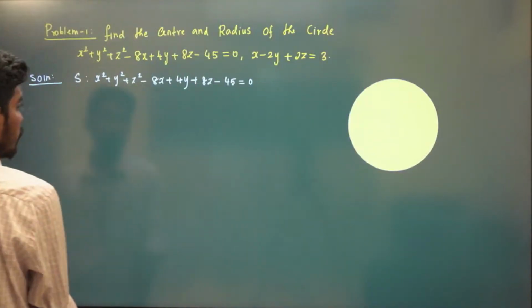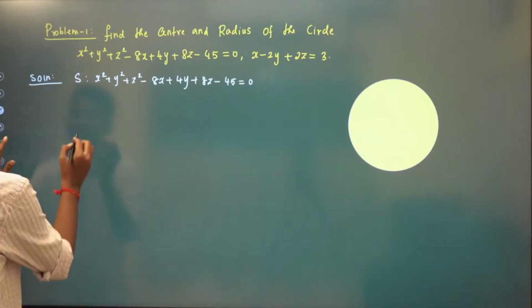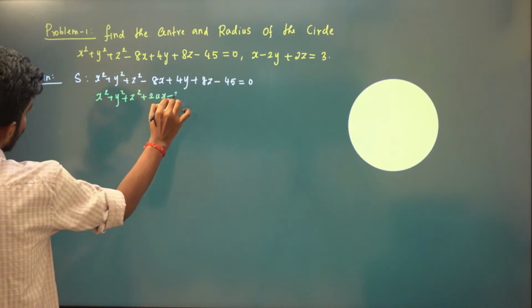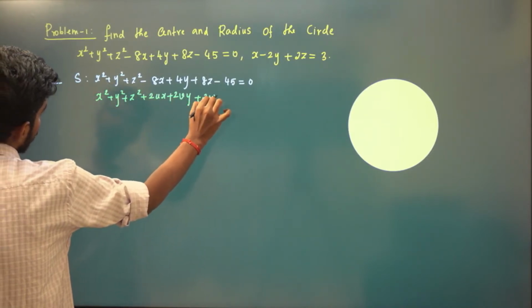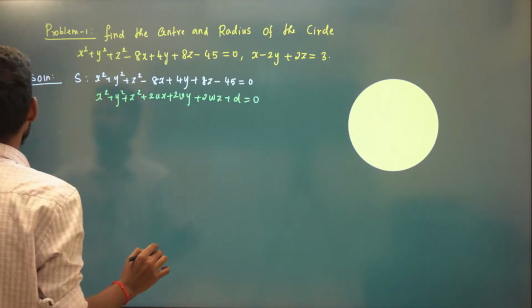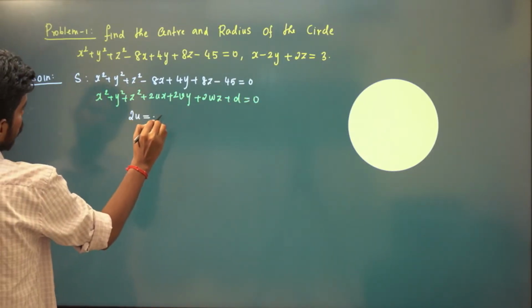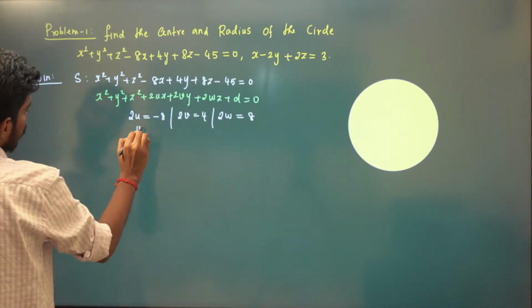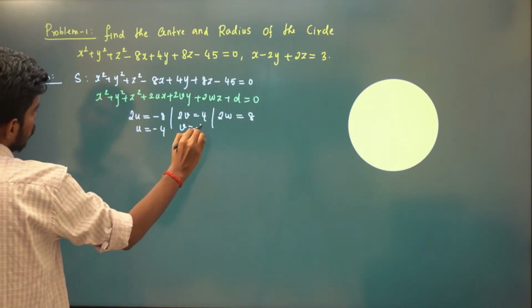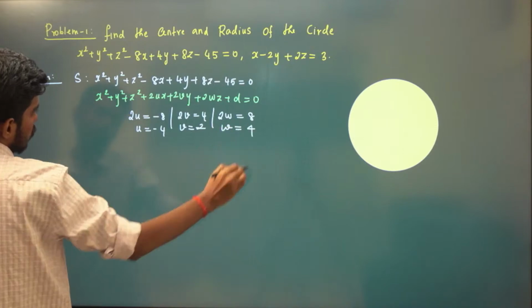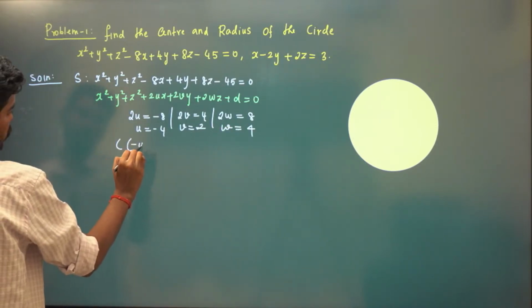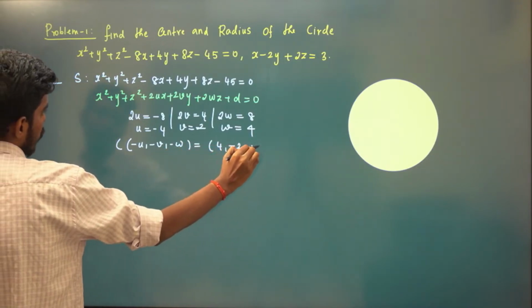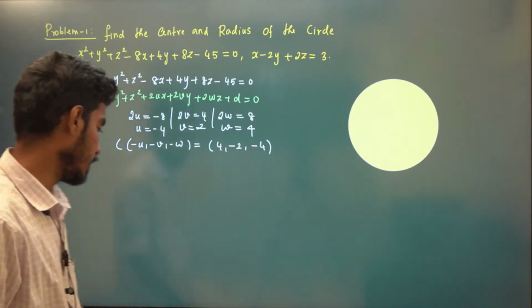Compare with the general form. x² + y² + z² + 2ux + 2vy + 2wz + t = 0. So you will have 2u = −8, 2v = 4, 2w = −8. So u is −4, v is 2, w is −4. The center is (−u, −v, −w), so (4, −2, 4). This is the center of the sphere.